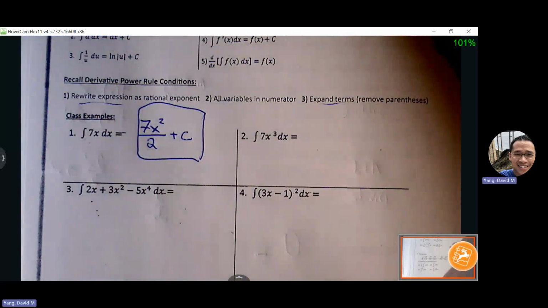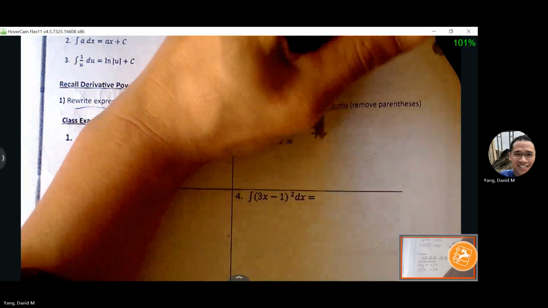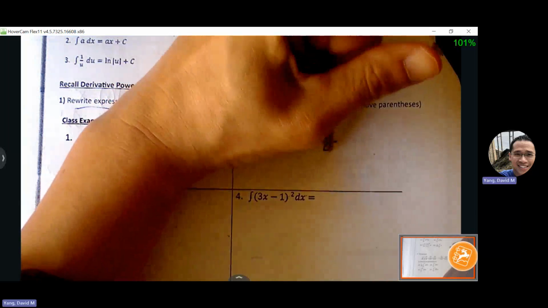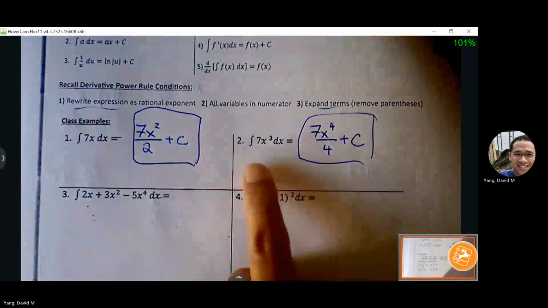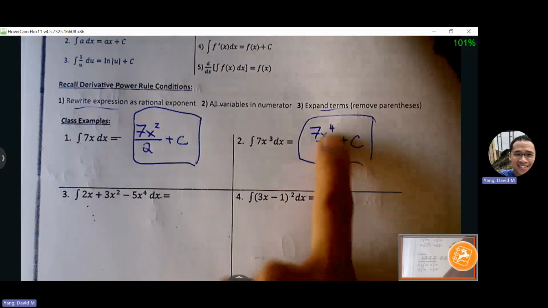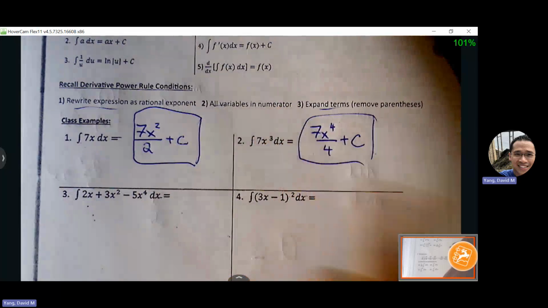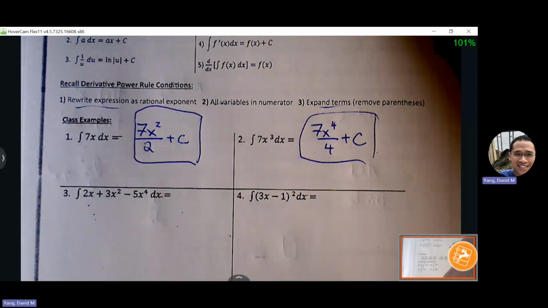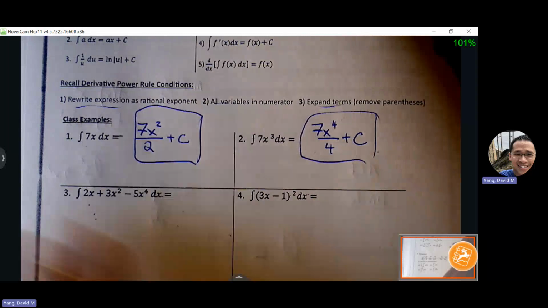Number 2, there are no cleanup issues. Everything is ready to go. Variables up top, no radicals, no parentheses. What's the antiderivative of 7x cubed? 7x to the 4th over 4, plus c. So imagine if this was the original function, the derivative of this would be 7x cubed. The antiderivative of 7x cubed would be 7x to the 4th over 4, right? We're able now to go back up the chain where before we only knew how to find the derivative.